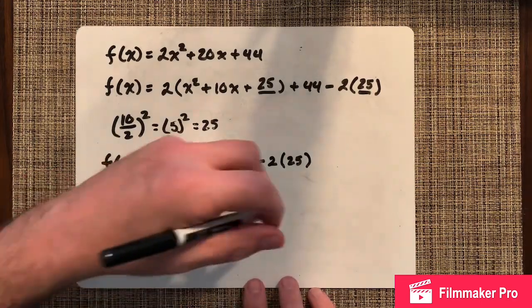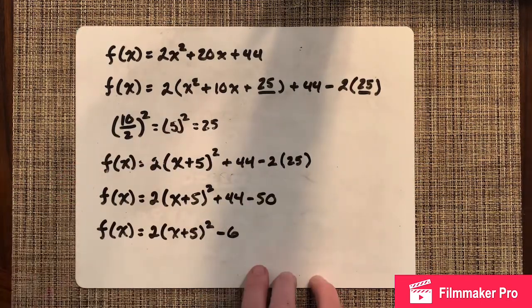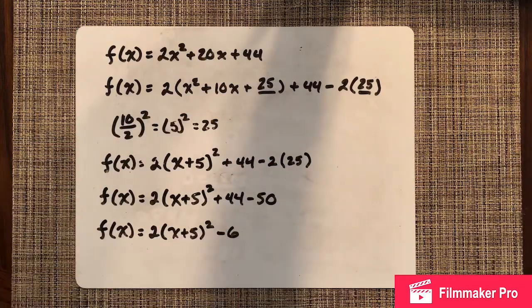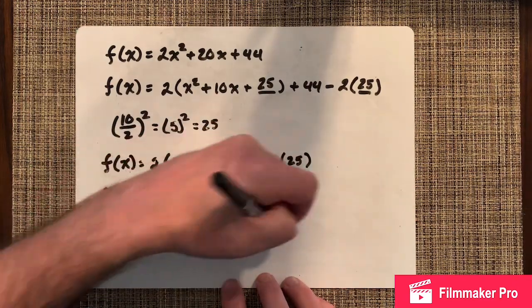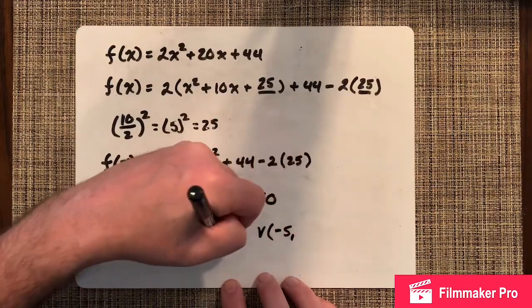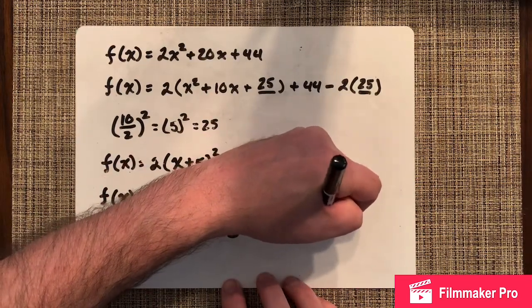The vertex this time, because that's the whole reason why we're going to do this, really. We're translating from one type of this function to the other, from vertex form to standard form, and then back again. The vertex would be at -5, comma, -6. And now it's easy to graph.